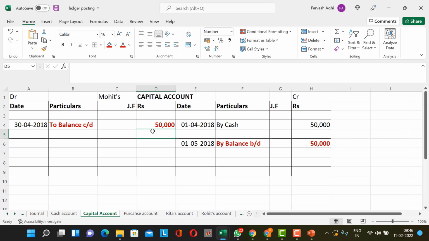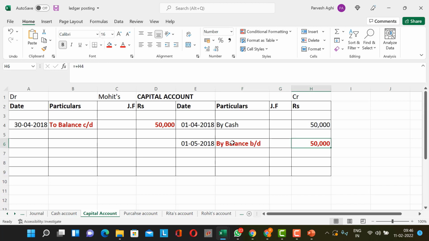Is that clear? I'll just repeat it again. This is Mohit's capital account. Mohit has given money to the company, which comes here, 50,000, and it will appear on the credit side. Then, if we want to know the balance of the capital account, we'll say this.